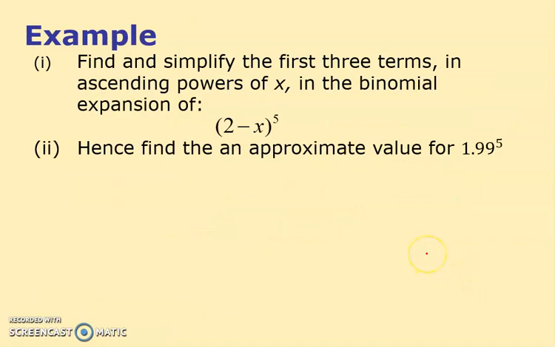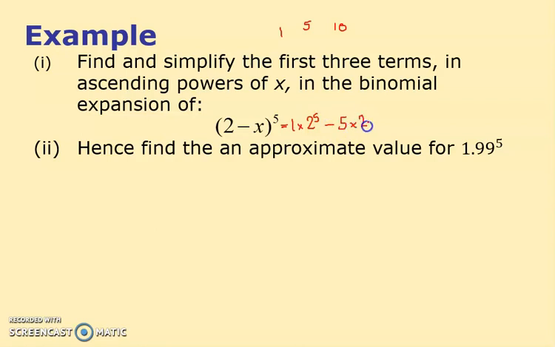So this is now doing the approximations I was talking about at the start. Find and simplify the first three terms in ascending powers, so they still want me to do this. So it's to the 5, 1, 5, 10 are my numbers. So it's 1 times 2 to the 5 times x to the 0, but I'm going to miss it out this time. It goes plus minus plus, we've seen that before.